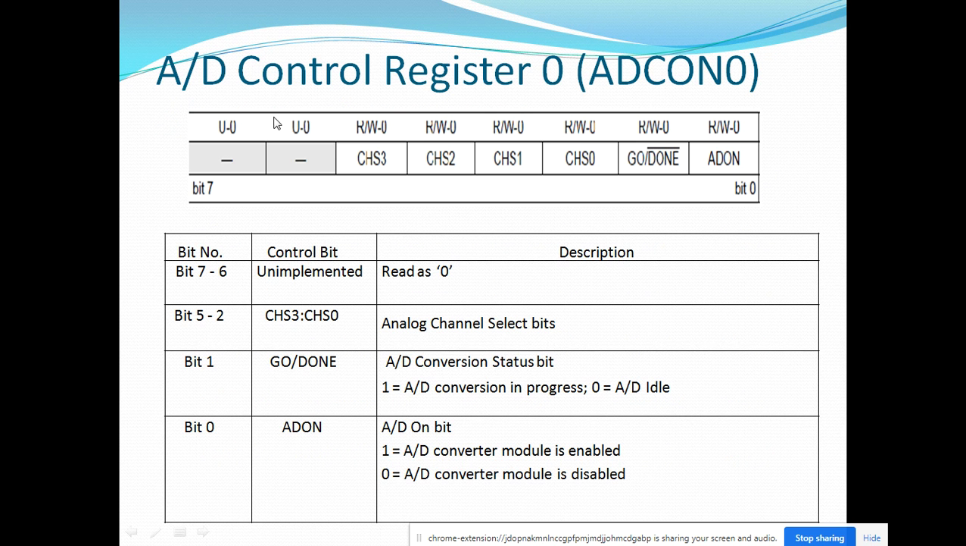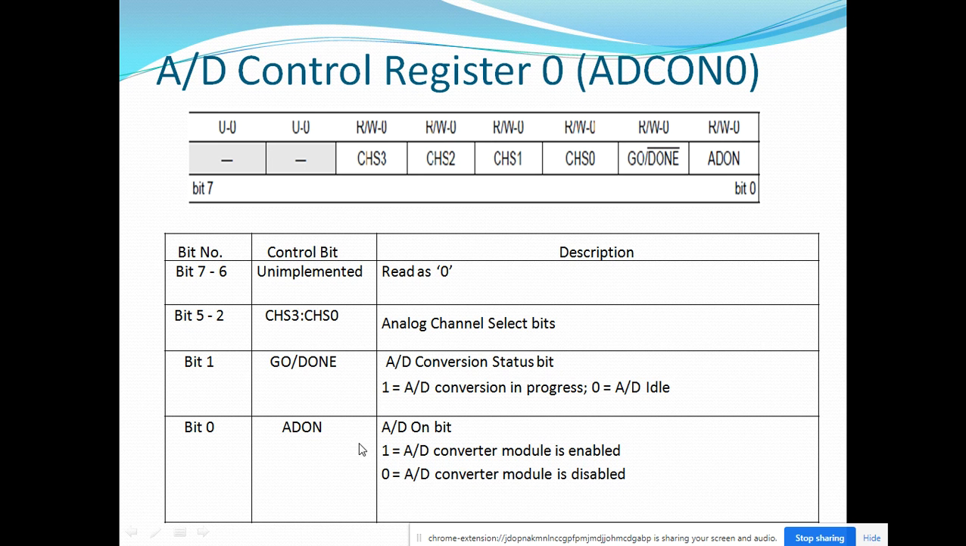Let's start. Okay, so the first register is the ADC control register. It is a special function register of the microcontroller PIC18F4550, which is used for controlling the operation of the ADC module, which is present inside the PIC18F4550. You can see it is an 8-bit register, ADCON0, which uses only 6 bits of this particular register. Remaining 2 bits, which are the higher bits, are unimplemented, or we can say that these are reserved for future use by the Microchip company. Okay, so let's start with the lower bit first, bit 0.